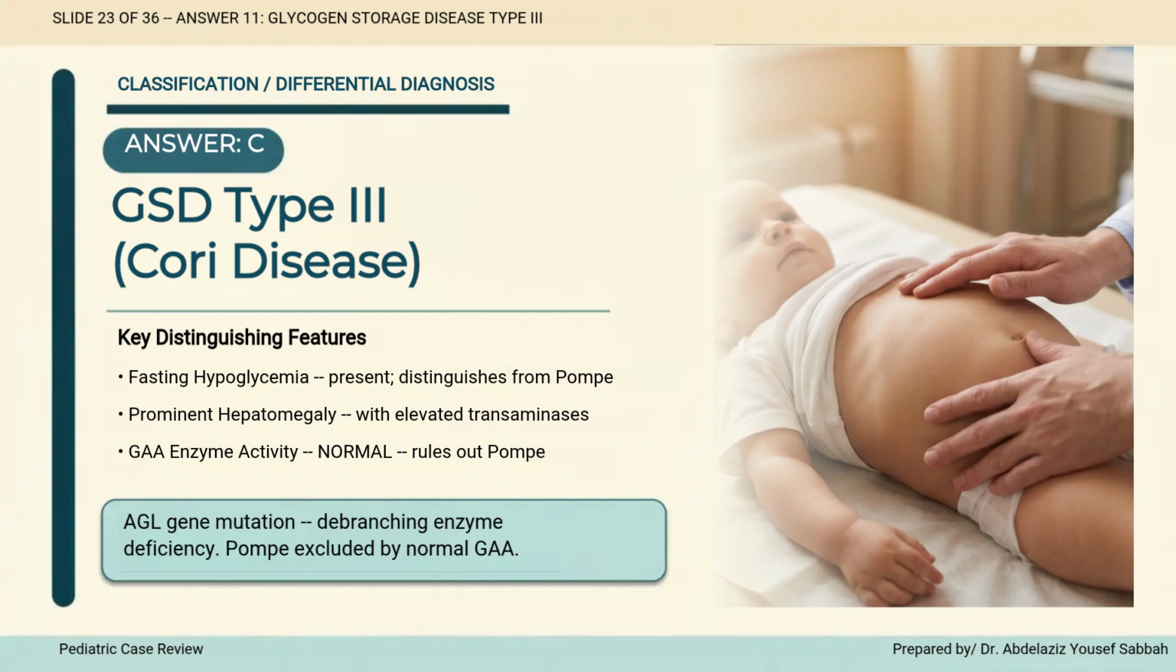Type 3 is caused by a mutation in the AGL gene, leading to deficiency of the debranching enzyme. So, although this infant has hypotonia and cardiomyopathy that could suggest Pompe disease, the normal enzyme level plus hypoglycemia and liver involvement identify Corey disease.